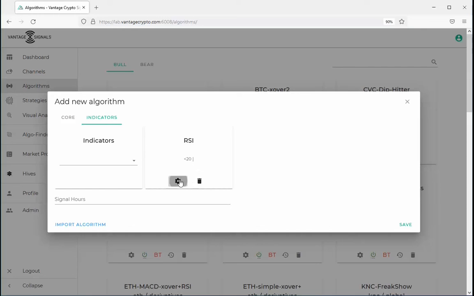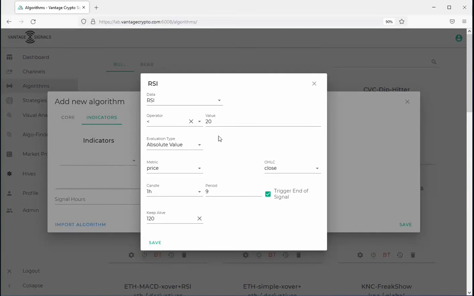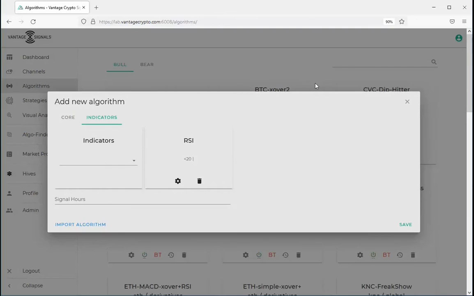alert. Don't forget to save your changes to the indicator and also save the indicator changes within the algorithm. You can click the gear to edit the configuration of your algorithm at any time.